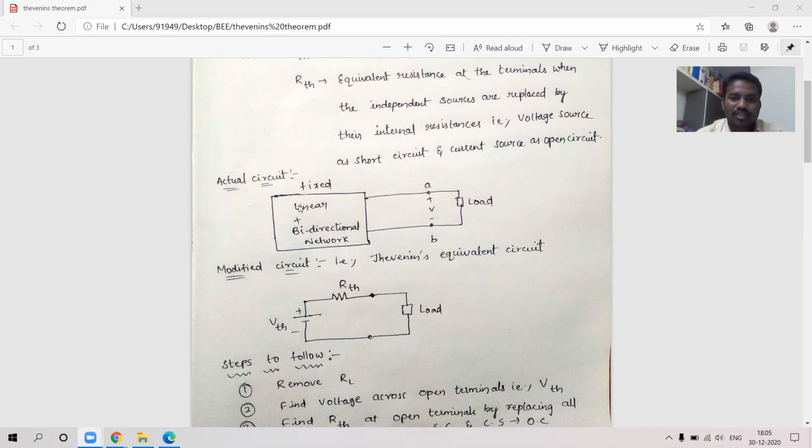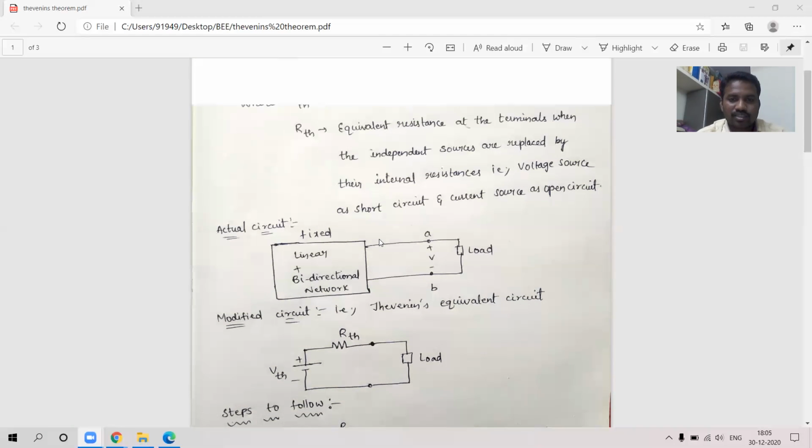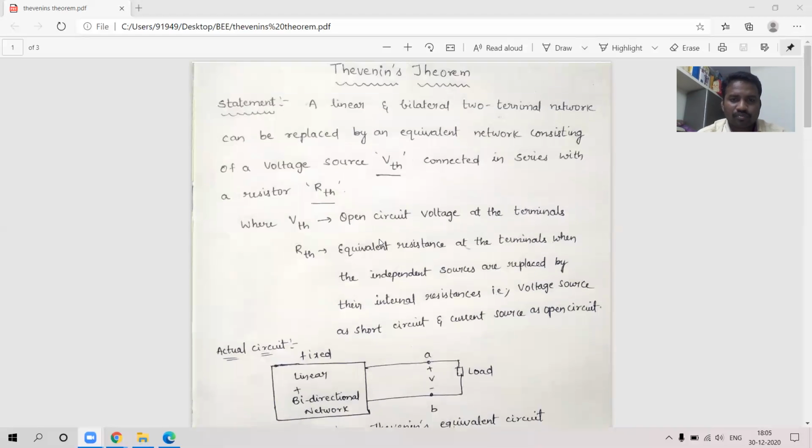A large network will be there. The large complex network can be replaced by a voltage source in series with Thevenin's resistance. How the Thevenin's resistance and Thevenin's voltage can be calculated, we will see with one example. Before going to that, let us see the statement once again.